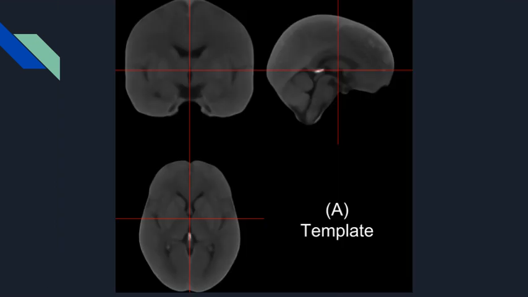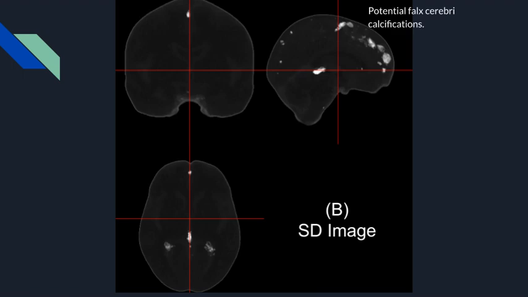Here is the resulting template from iteration 37, which was the final template released. We can see it is overall smooth, with the ability to see deep gray matter structures such as the putamen, but with clearly less contrast than an MRI. We also took the voxel-wise standard deviation image, which shows some potential falx cerebri calcifications, causing a high degree of variability around the midline. This image can be useful in creating features for machine learning, as well as indicate which areas are most variable when registering to this template.